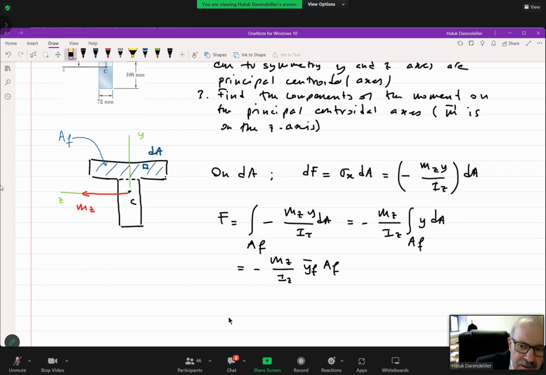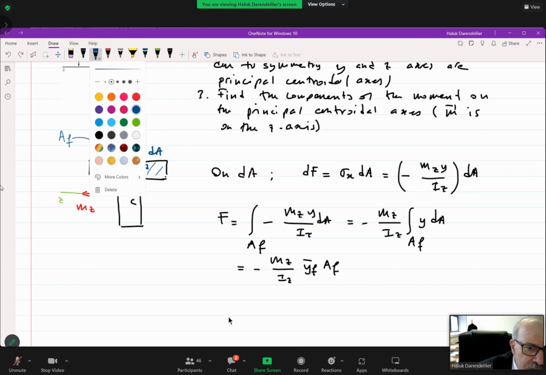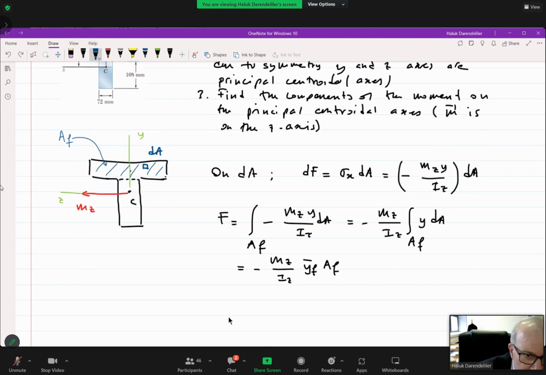This integral y dA is also equal to A times this distance. Which distance? The distance of the centroid. Here is the centroid of the cross-section. Now we know that this distance is y-bar. They are the same because this is the centroid of the cross-section.